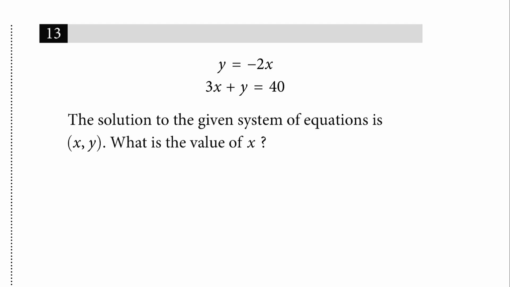The solution to the given system of equations is x, y, so what is the value of x? Well, you could go ahead into Desmos, but I do feel like it's just as easy to solve this using substitution since we already have a variable that's solved for. So we can replace y with negative 2x in the second equation. So 3x minus 2x equals 40, and that's a direct result of x equals 40.